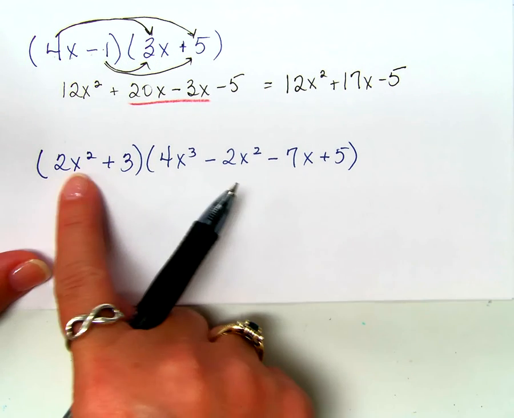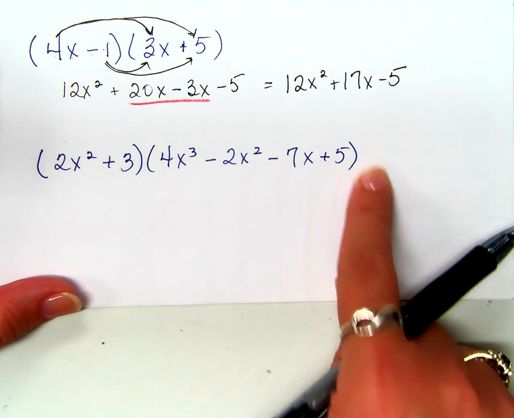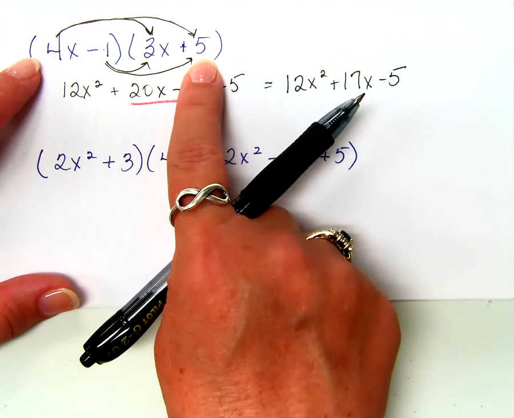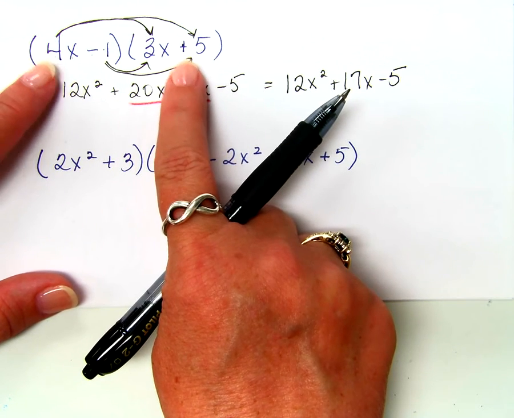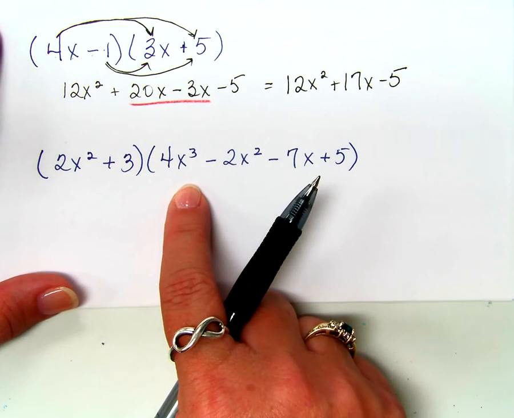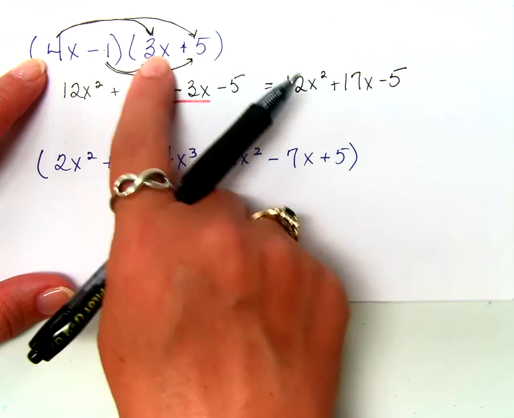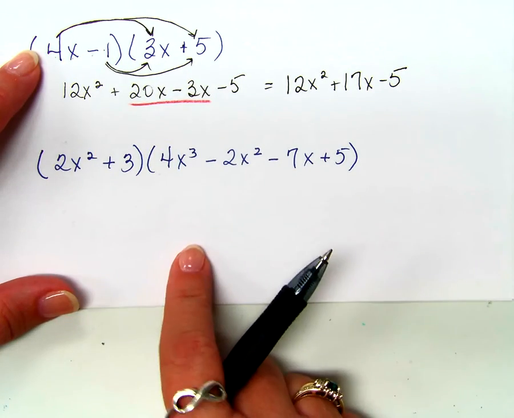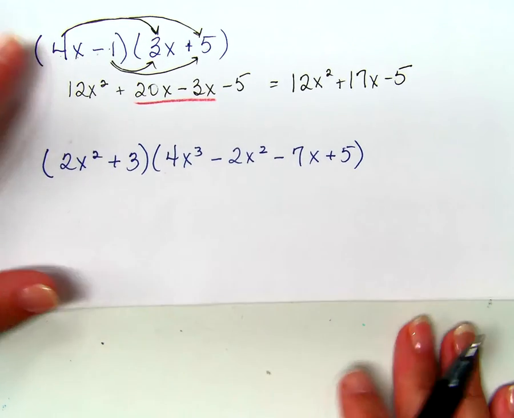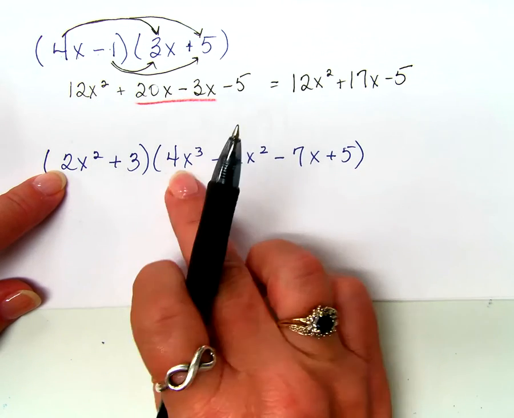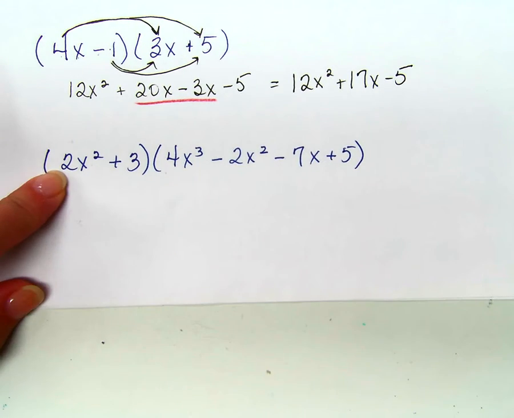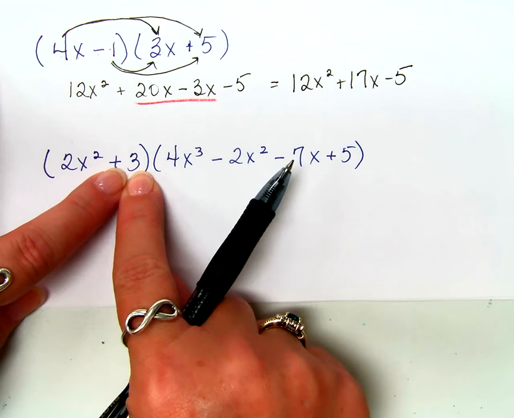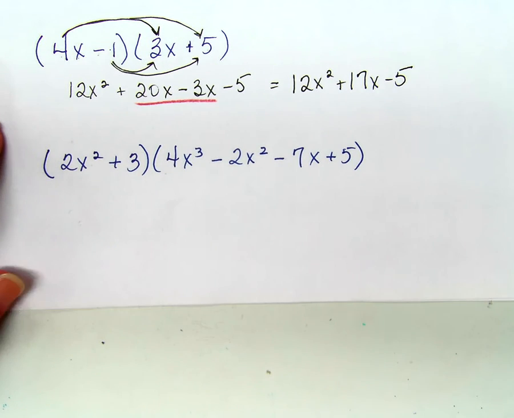Okay. So we have a binomial times a polynomial with 4 terms. Do you see why we can't use FOIL on this problem? Because that's just first, outside, inside, last. We don't have that down here. So that's why it's better if we call it distributive property, because that's what's actually happening. We're going to distribute this term times each one of these terms in the second parentheses.